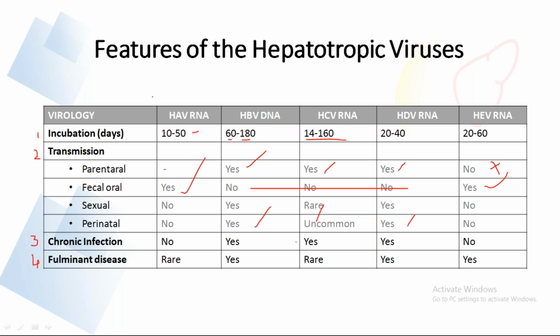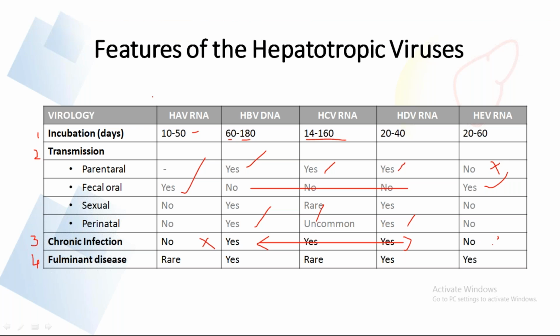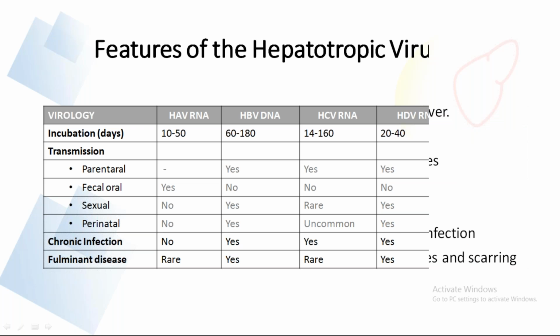So, chronicity of infection. Chronicity is present in these three, B, C and D, whereas A and E do not have chronicity. And fulminant hepatitis is known to occur with D and C and B, whereas A and E are not known to produce fulminant hepatitis. These are the commonalities. There are some similarities between these. So initially it looks a little difficult, but if you go through it and understand, it's not that difficult. But in a nutshell, this is for you to understand better.